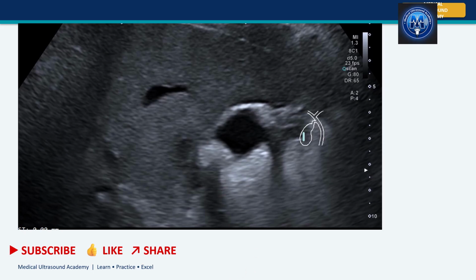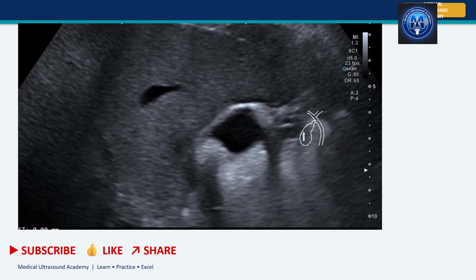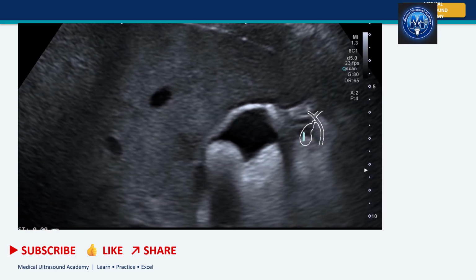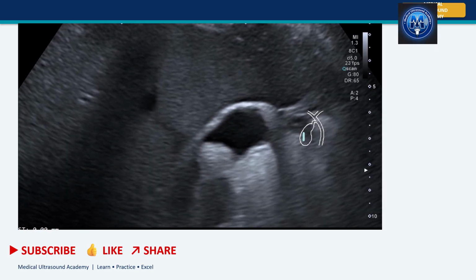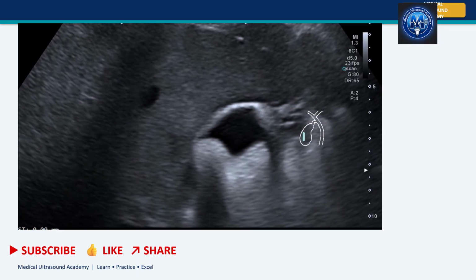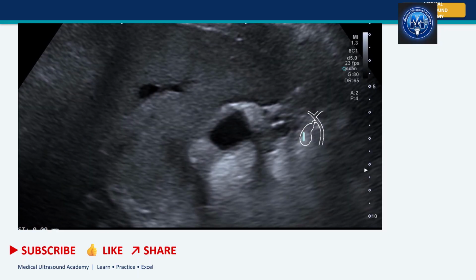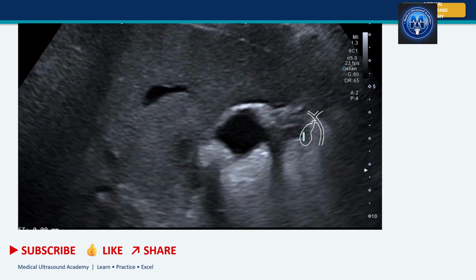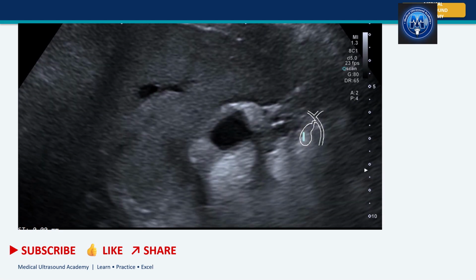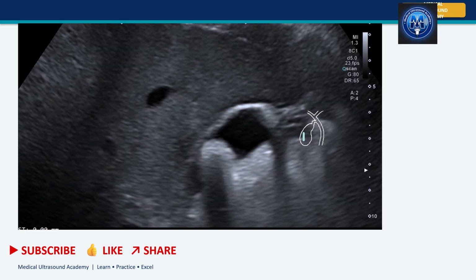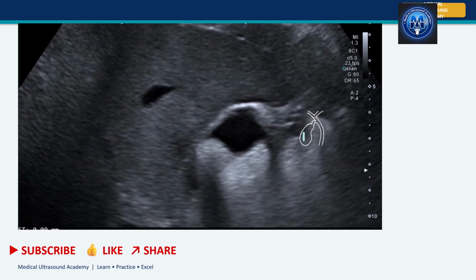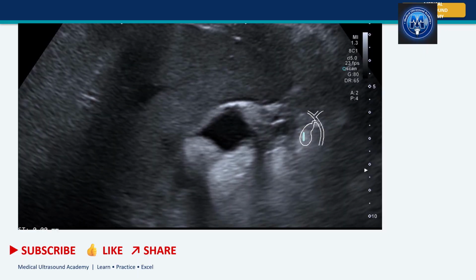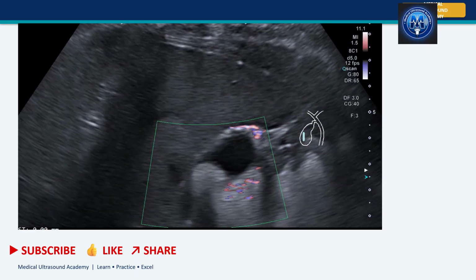The third is mobility. That's the other attribute of stones. Most uncomplicated gallstones are mobile and move towards the dependent portion of the gallbladder when the patient changes position. You can see this one moves by gravity. It's very mobile. So remember, echogenic plus posterior shadows plus mobile is strongly supportive of a gallstone. If you see a structure within the gallbladder that is mobile, echogenic, and with a posterior acoustic shadow, we should think of a gallstone.